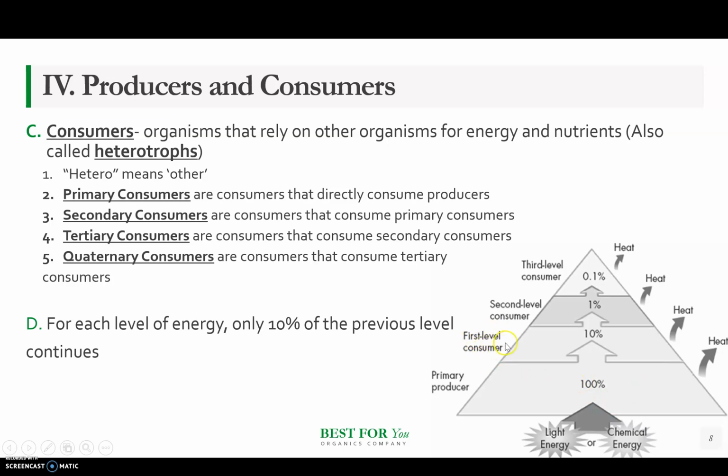A first level consumer, which would be the same as saying a primary consumer, they only get 10% of the energy from which they eat. Everything else is given off in the form of heat. So primary consumers will get 10% of the energy that they gain from the primary producer. Secondary consumers will get 1%. Tertiary consumers will get 0.1%. And then if we went one more, quaternary consumers would get 0.01%. And the reason for that is just because you have more and more energy given off as heat. So for each of the energy levels, only 10% of the previous level continues on.